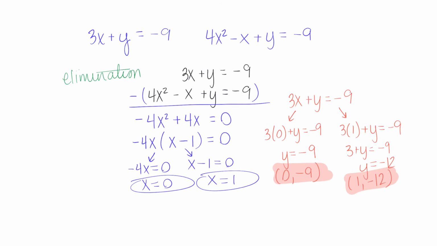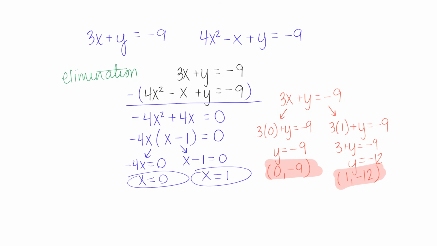Graphing is pretty straightforward. If you wanted to graph, you need to rearrange. So let me show you what that looks like. Let's say we had x squared minus x minus y equals 6. And then we had 2x minus 2 equals y. So if we had these, what we would need to do is get out our graph.